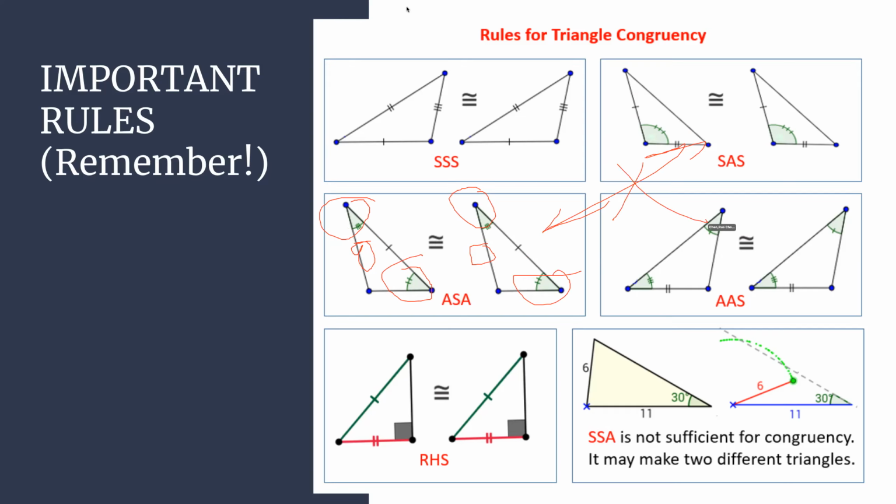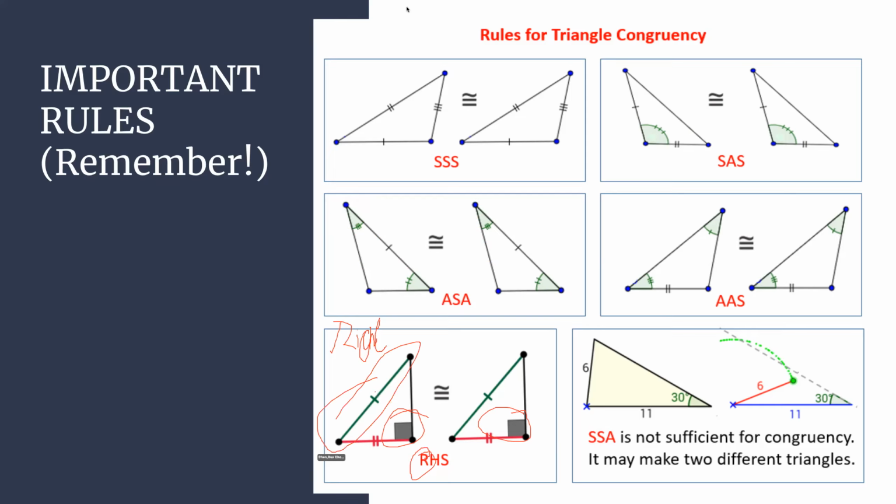So AAS is almost the same as ASA. And RHS, also known as HL, only applies in right triangles. So when there is a right angle like this, you only need two side lengths to be equal to determine that two triangles are the same, like this. This is very convenient, but it only applies to right triangles.